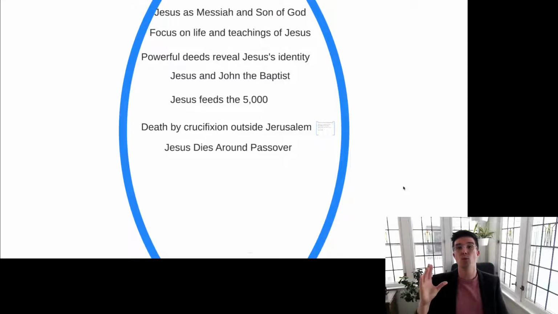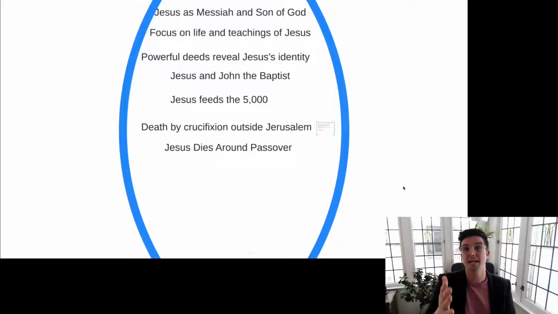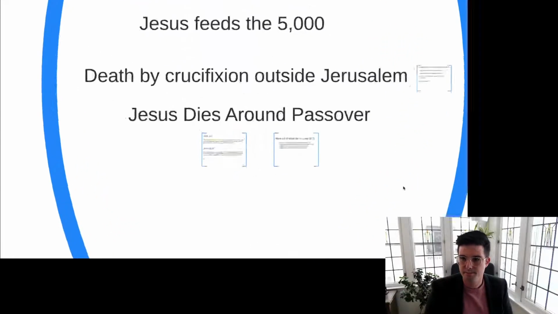Jesus is going to die around Passover in both the Synoptics and in John, and "around" is a sort of wiggly term, not very precise, because there are some slight differences about the timing of Jesus' death between John and the Synoptics.